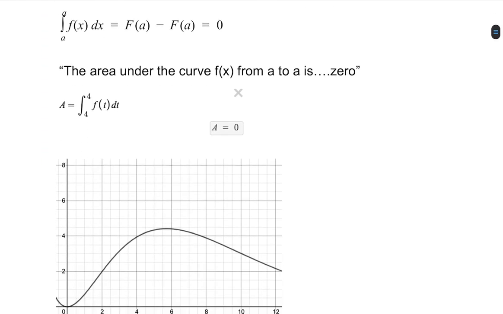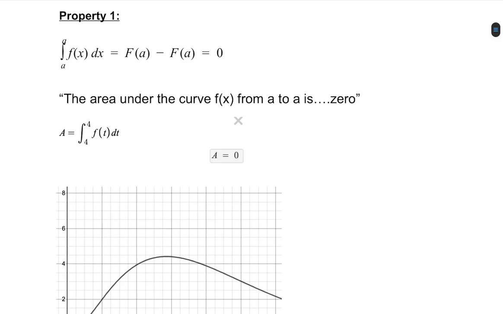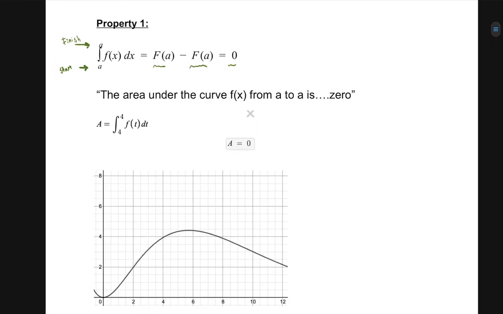Property number one, if A and B, so if the start, right, this is going to be the start, and the finish are the same number, right? This is probably the easiest one to interpret. Well, then you're just doing capital F of a minus capital F of a, anything minus itself, is 0. And geometrically, that should also make sense, right?